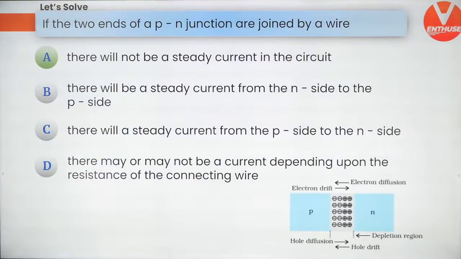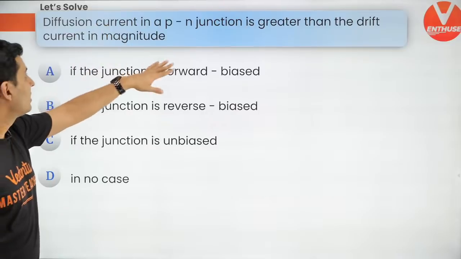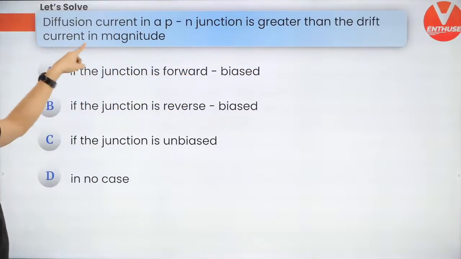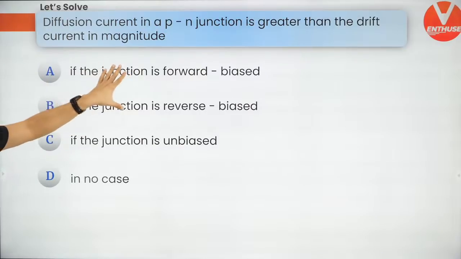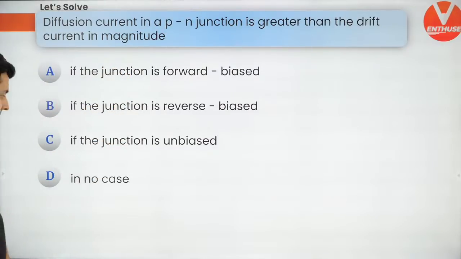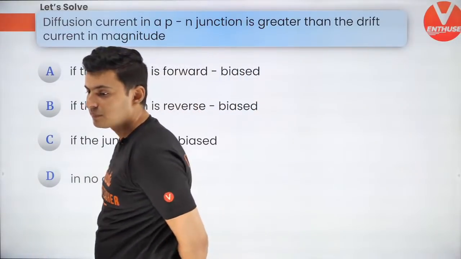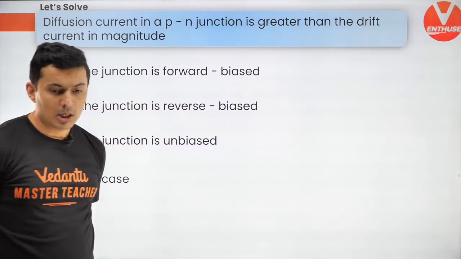No, logic gates will start in some time now. Next, diffusion current in a PN junction is greater than the drift current in magnitude. Then, is it forward biased, reverse biased or unbiased? Or it will never happen. Come on, guys.